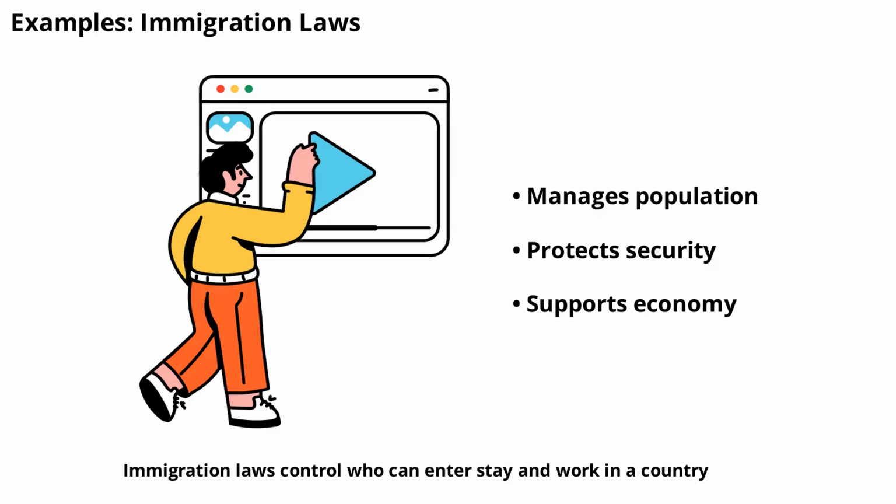Immigration laws control who can enter, stay, and work in a country. These rules are important for managing population growth, protecting national security, and supporting economic needs. By regulating immigration, governments balance the interests of citizens and newcomers.